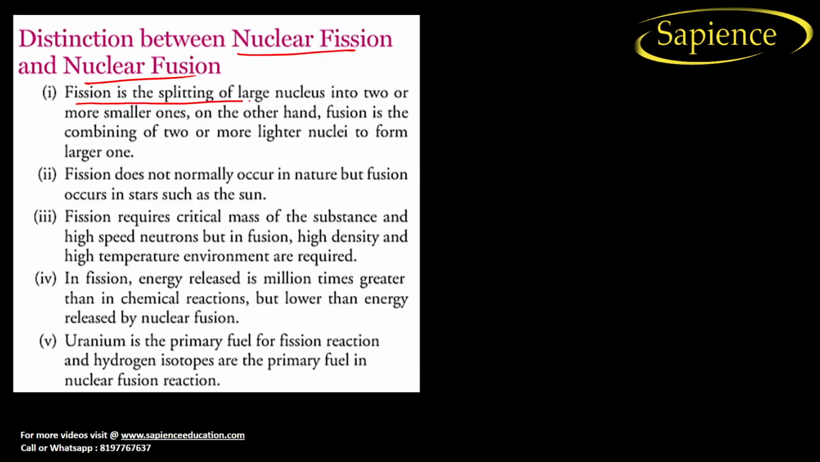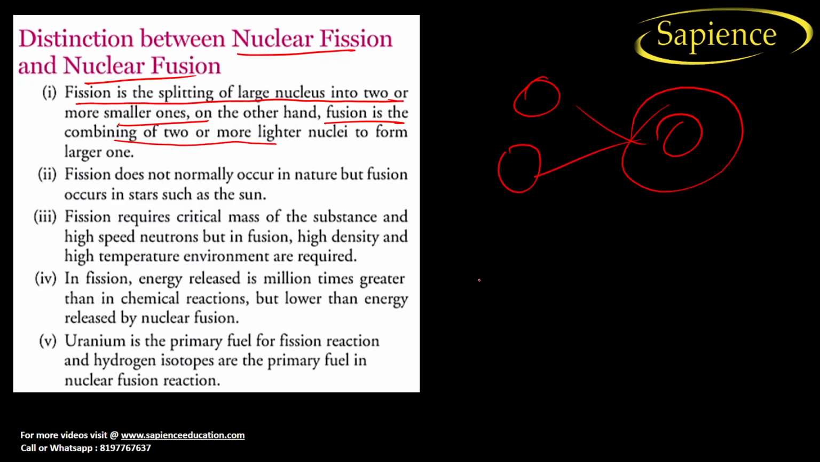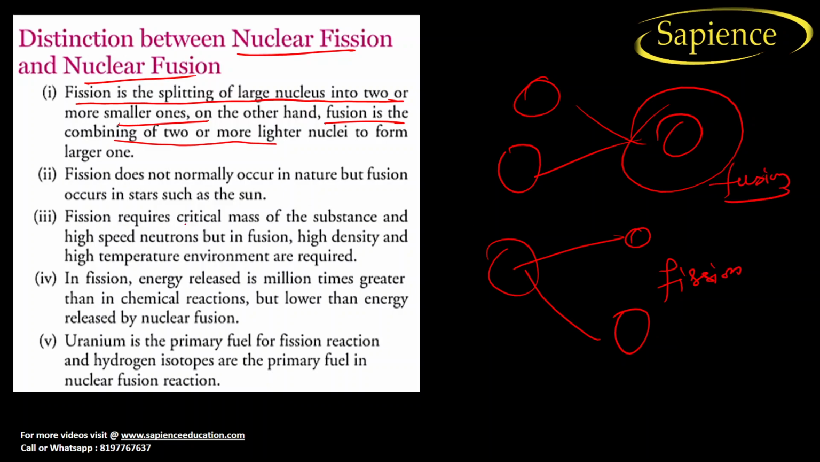Now if you want to differentiate between nuclear fission and fusion: fission is the splitting of large nuclei into smaller ones. On the other hand, fusion is the combination of two. So combination means fusion, and fission means splitting. Fission does not normally occur in nature, but fusion occurs in a star such as the sun.